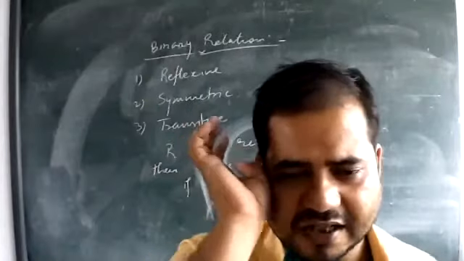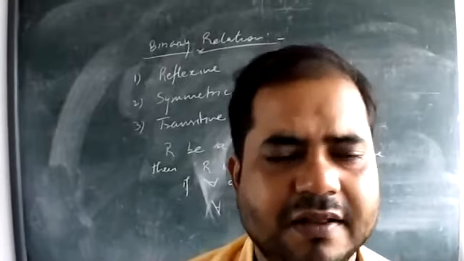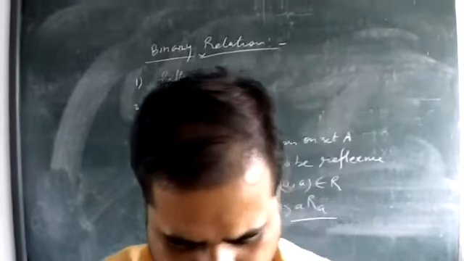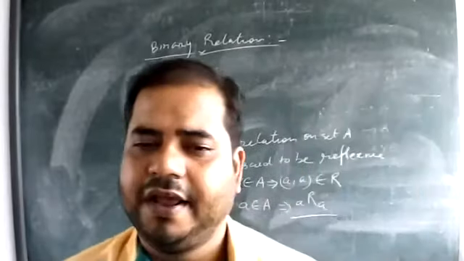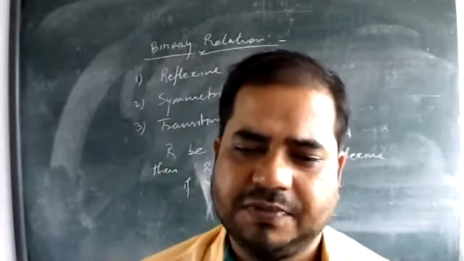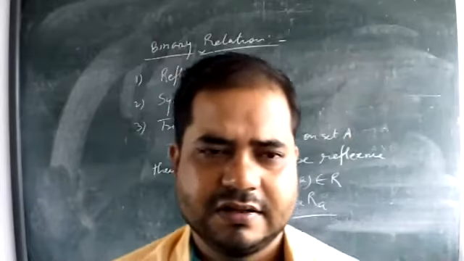अगर ये symmetric की बात करता तो हम दो एलिमेंट लेते हैं A में, कैपिटल A में. So for each a, b belongs to A, is a related to b implies b is related to a. Then the relation is symmetric.